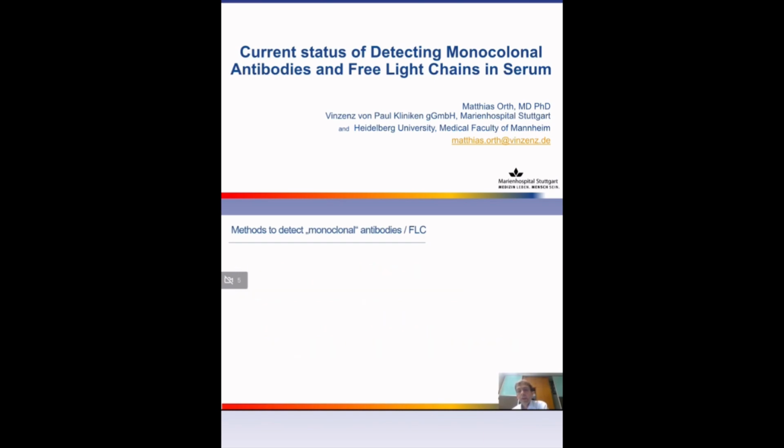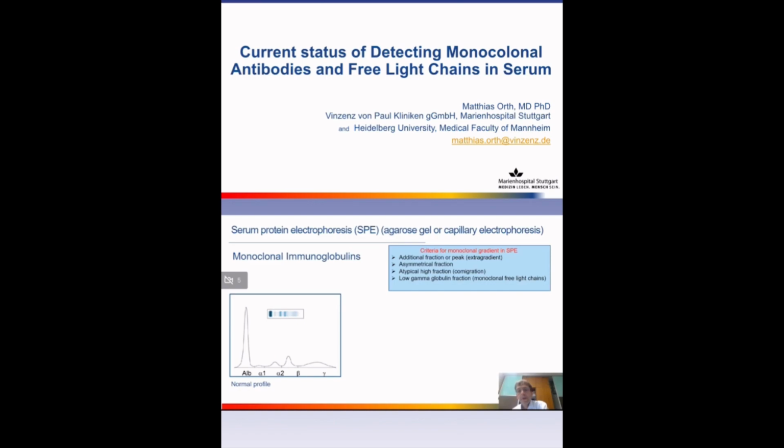What are the techniques we are employing? For serum protein electrophoresis, you all know what a normal protein pattern looks like. When we get patients with multiple myeloma, we have either an abnormal fraction or peak, an M-gradient. This might also be an asymmetrical fraction. It might be a very high fraction, which I might call a typical high fraction with a co-migration. And there can also be a very low gamma globulin fraction if only monoclonal free light chains are present in this patient.